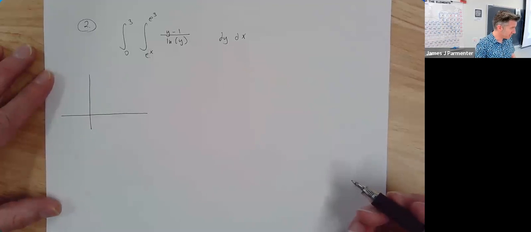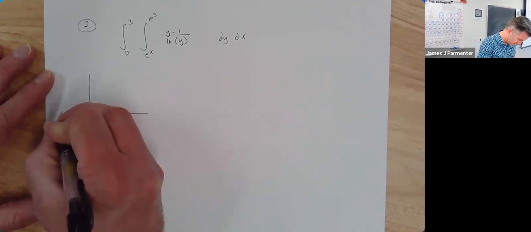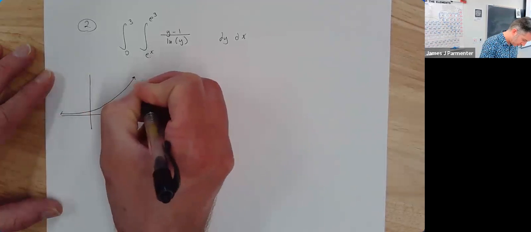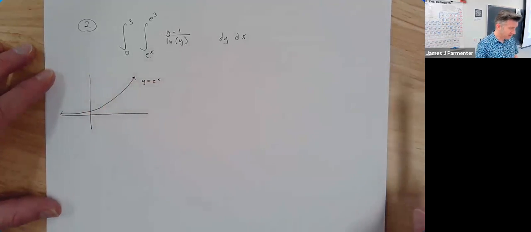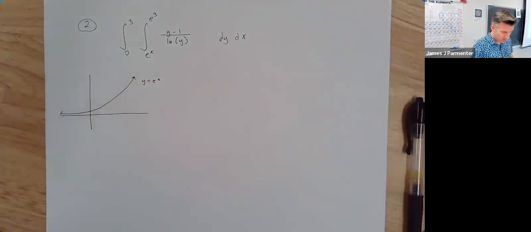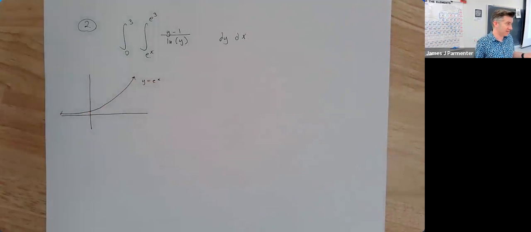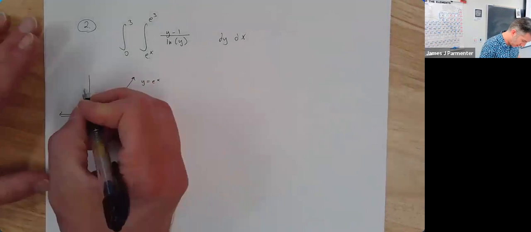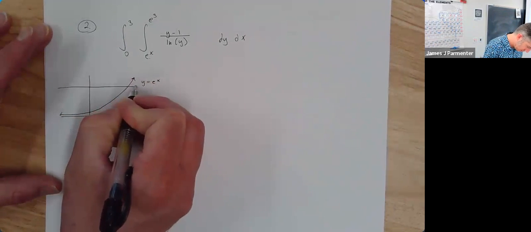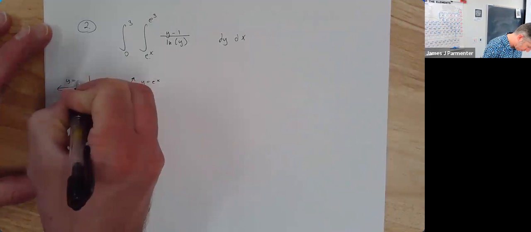Fortunately, we know what y equals e to the x looks like. Here's y equals e to the x. And y equals e cubed, don't get fooled. Y equals e cubed is just a horizontal line. E cubed is a constant. It's like 20 something. So here's y equal to e cubed.